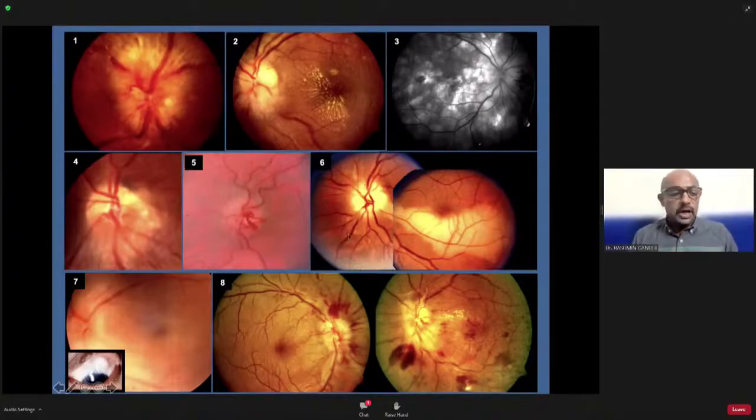Arteritic AION with BRAO. Please remember, it need not be neurological always. This patient has overfiltrating blood and a disc edema, so hypotony also can come to you with disc edema. And this is just for completion's sake: bilateral disc edema, but a lot of hemorrhages and hard exudates in the mid periphery. This is a case of malignant hypertension.